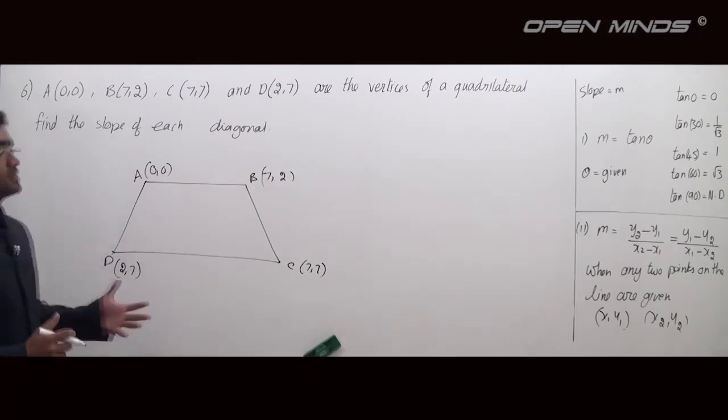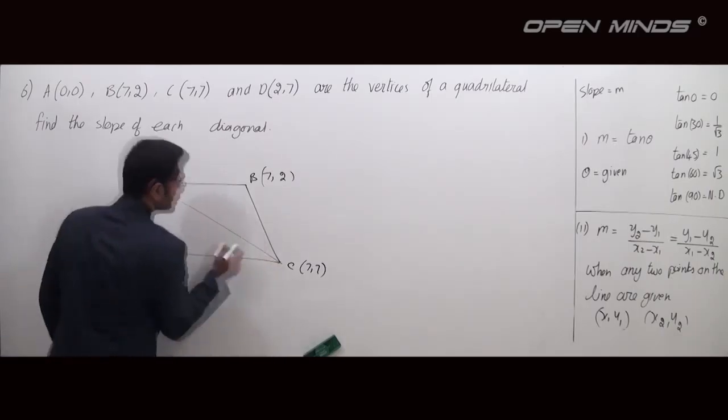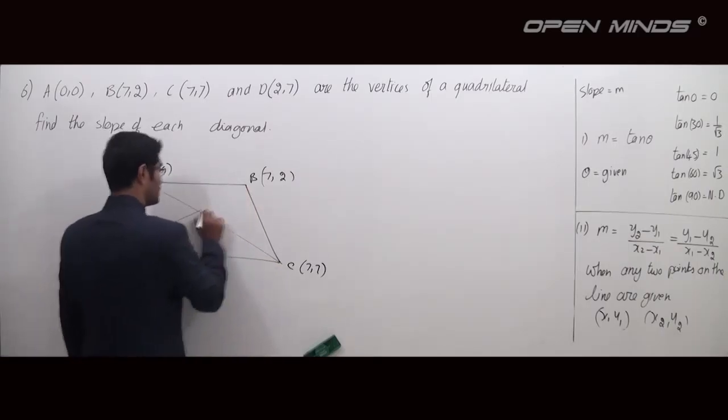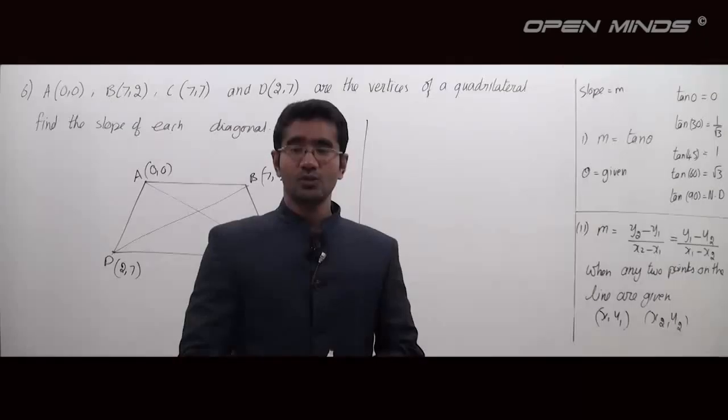Now what can we do with this? He's asking you to find the slope of each diagonal. So which are the diagonals basically? AC is a diagonal and BD is a diagonal. This is what you have. So to find the slope of AC and BD is what you're looking for, right?